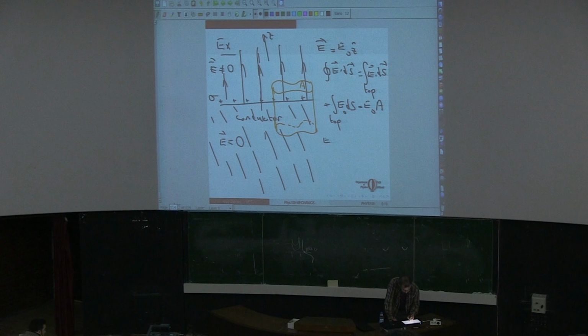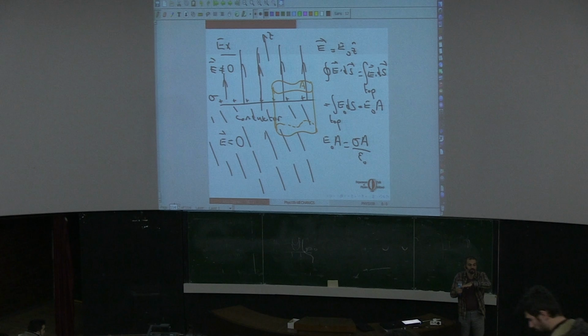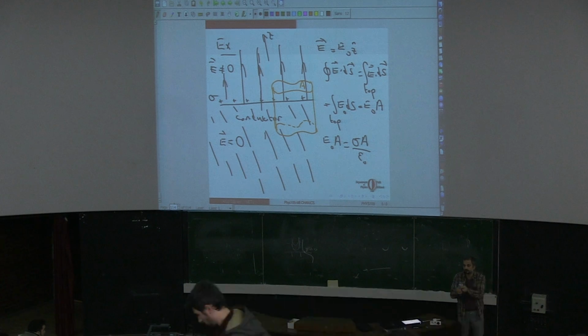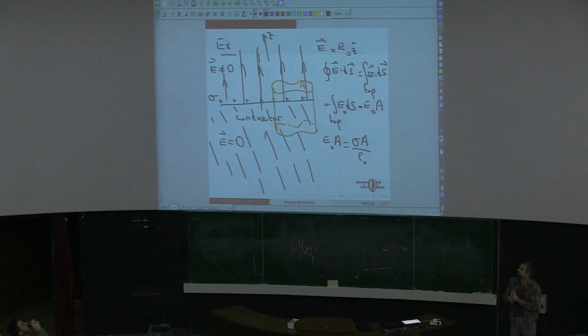Now we can use Gauss's law, and it tells me that this should be equal to sigma A over epsilon 0, because sigma A is the total charge inside my Gauss surface. Now I have charges over here, but they are not inside my Gauss surface. The only charge in my Gauss surface is over here, distributed over an area A, and sigma is nothing but the charge per unit area. So if you multiply charge per unit area by the area, we get the total charge.